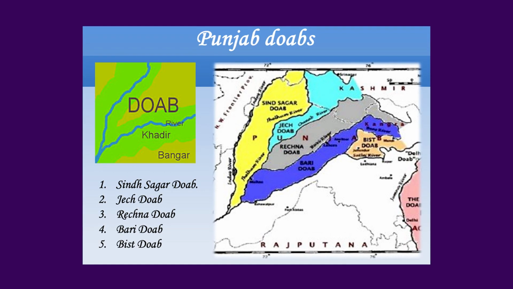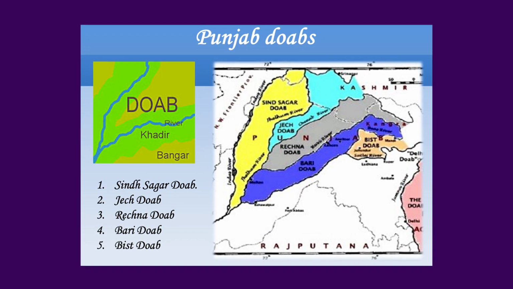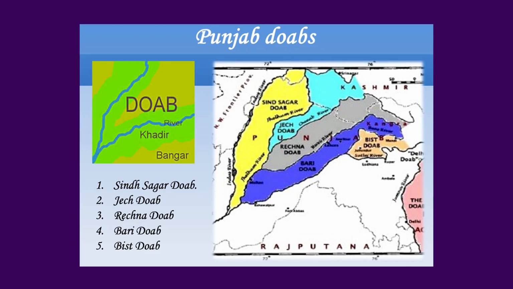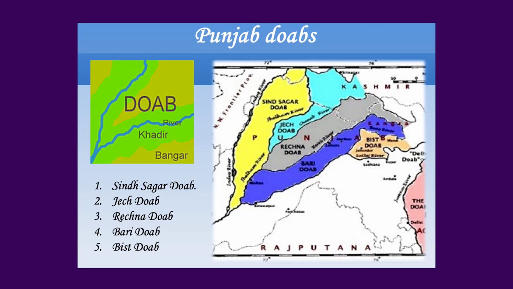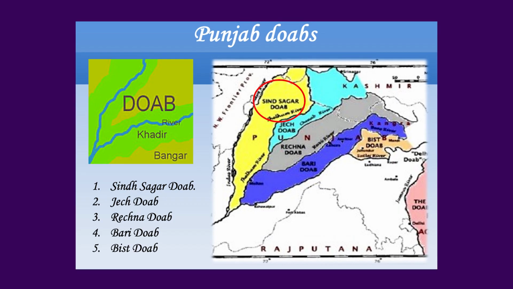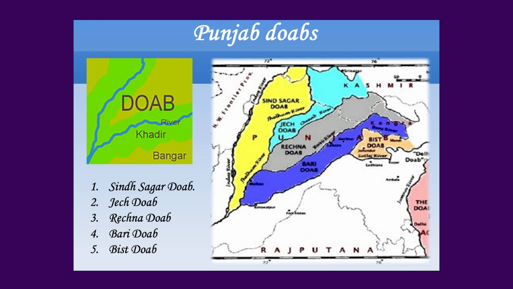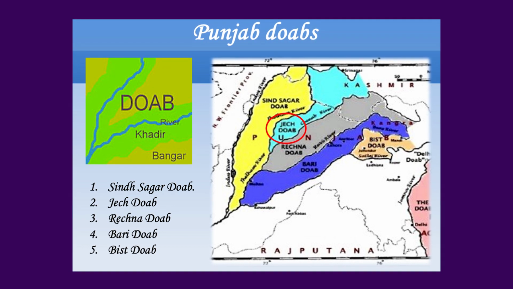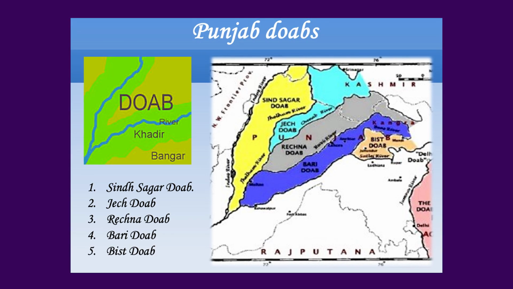In this map, we can see the Punjab or Indus plain drained by the river Indus. Here, you can see the Punjab doabs on the Indus plain. Sindh Sagar Doab: between the Indus and Jhelum rivers is the Sindh Sagar Doab. The next is the Chaj Doab, between the rivers Jhelum and Chenab. And the third one is the Rechna Doab, between the Chenab and Ravi rivers.